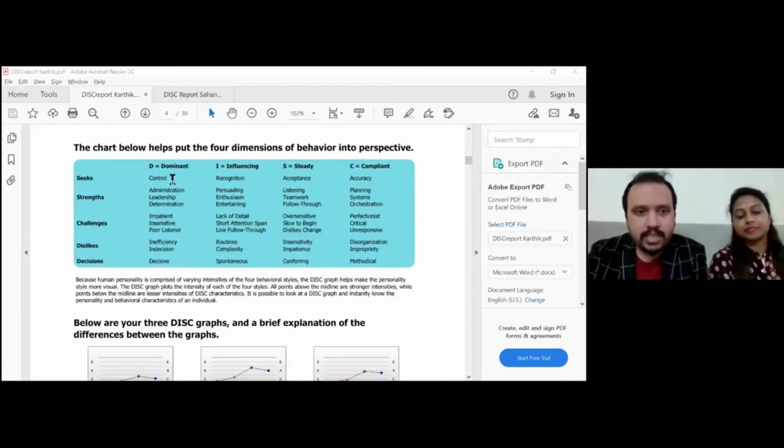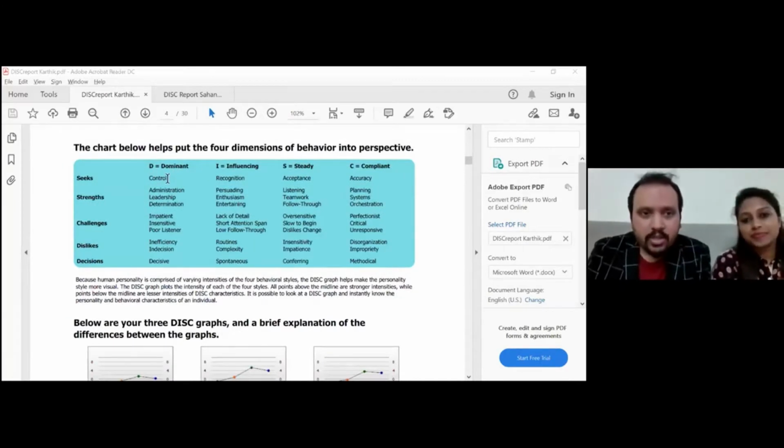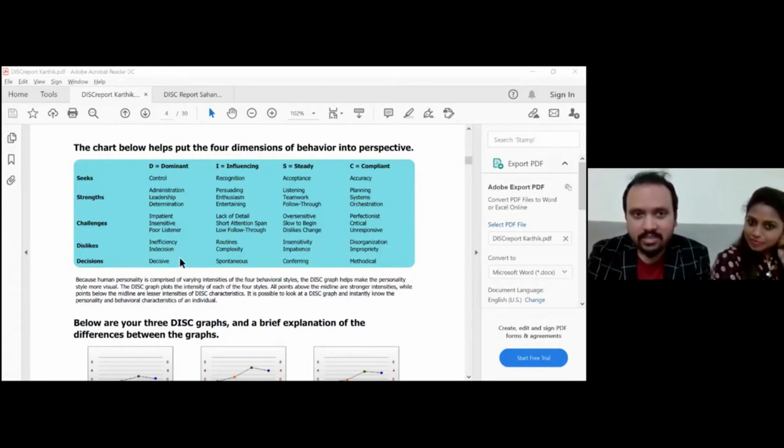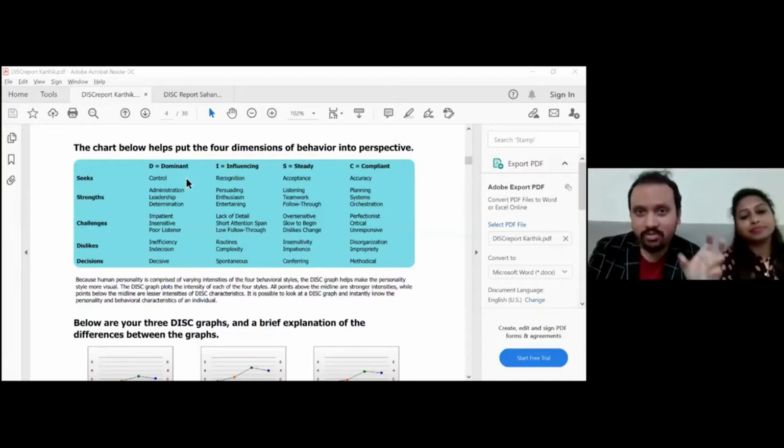If you see, D is for dominant. He or she is very controlling in nature. What are the strengths? Administration, leadership, determination. What are the challenges? Impatient, insensitive, poor listener. Dislikes inefficiency and indecision. Decisions are very decisive. So these are the characteristics of D.